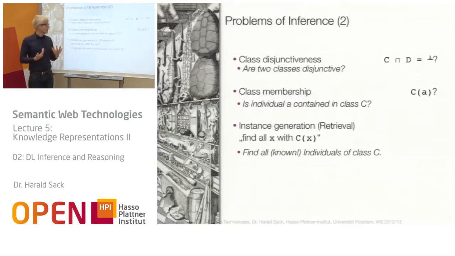Class membership: is an individual A really contained in class C? This might also be interesting. And another thing that we might ask is so-called instance generation. This is a retrieval problem, which means find all X with the condition C of X. It means find all X that are in the class C. So for example, find all known individuals of class C. This is a retrieval problem.